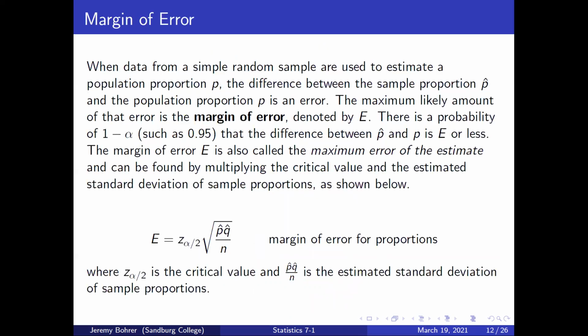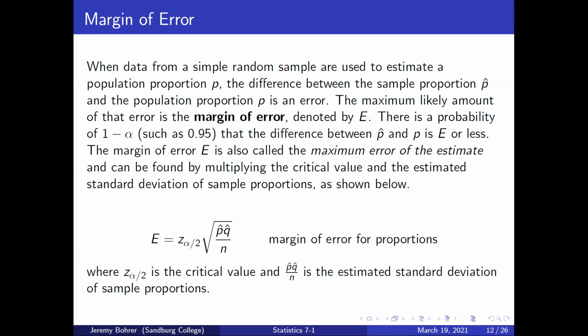When data from a simple random sample are used to estimate a population proportion p, the difference between the sample proportion p hat and the population proportion p is an error. The maximum likely amount of that error is the margin of error, denoted by E. There is a probability of 1 minus alpha, such as 0.95, that the difference between p hat and p is E or less. The margin of error E is also called the maximum error of the estimate, and can be found by multiplying the critical value and the estimated standard deviation of sample proportions as shown below.